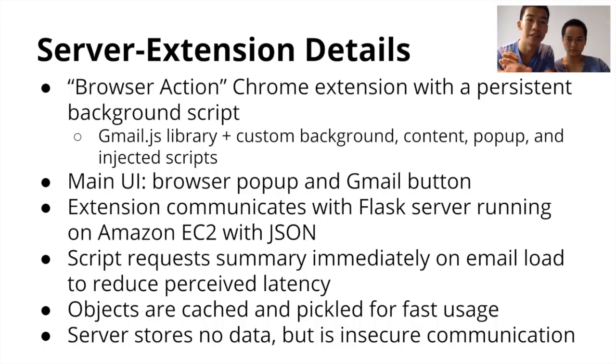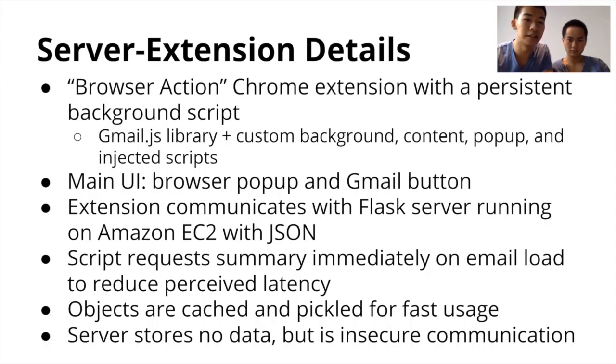That means it has a button in the Chrome toolbar, and it runs with the persistent background script and also some injected scripts into the page. So the main UI to the user is just the extension pop-up. If you click the button in the toolbar, it'll show you a pop-up where you can change the settings and also go to Gmail. There's also a button in Gmail that will help you summarize the email.